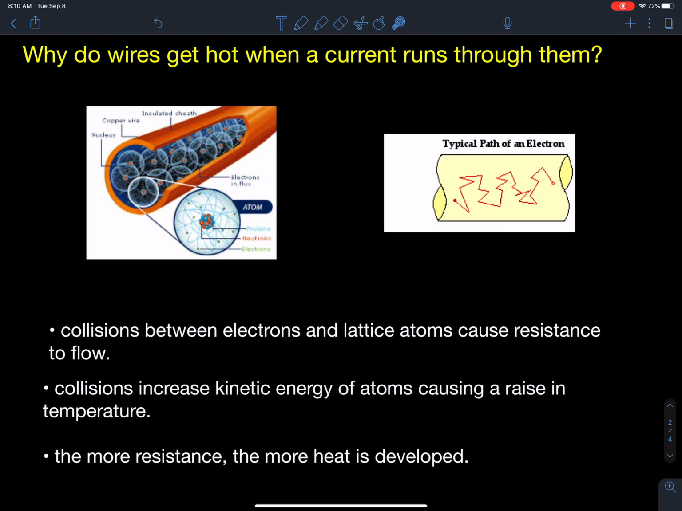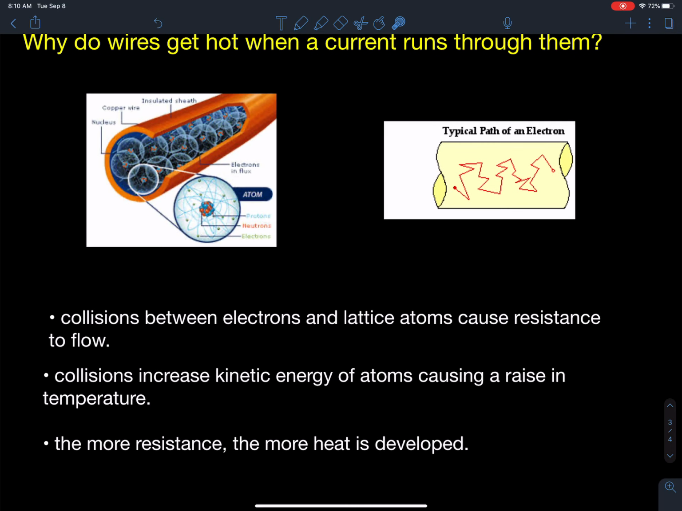But most important, the more resistance a wire has, the more heat can be developed if a current flows through it. However, if I have a lot of resistance, I might not even be able to get a current going through it because those electrons, just as soon as they start moving, keep bumping into atoms. So I might not be able to see a current flowing through if I have too much resistance. And that's going to be the topic of the next video when we talk about the relationship between voltage, resistance, and current.